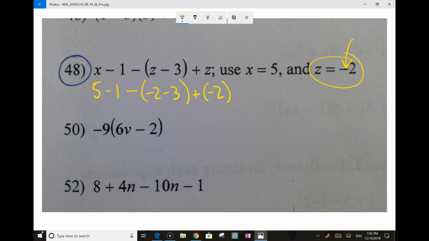The way you want to proceed from here is by doing what's inside parentheses first. So this would be -5. So I'm going to scoot this over a bit. So I have 5 minus 1, and then I have minus -5, and then plus -2. Okay, so going back to the beginning, I can combine 5 minus 1 to make 4.